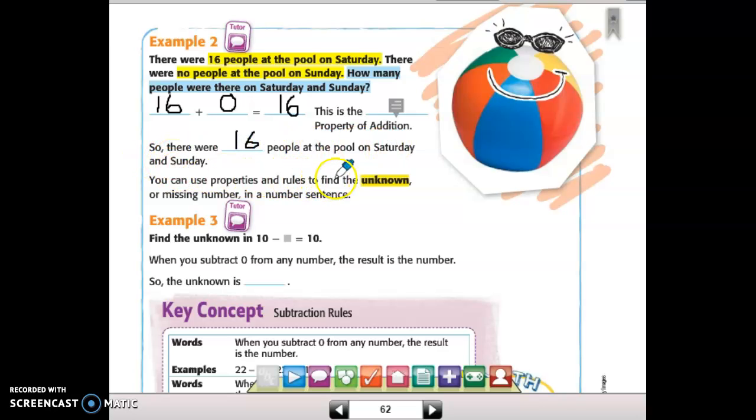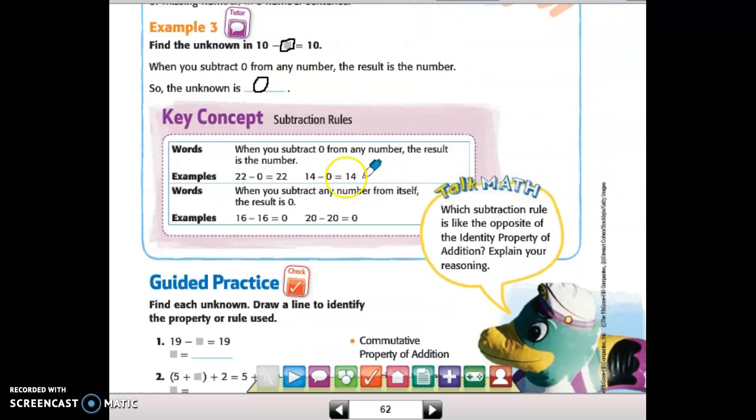You can use properties and rules to find the unknown or missing number in any number sentence. So for example, this one, where we don't know the missing number, but we can figure it out because we have the first and we have the answer. When you subtract 0 from any number, the result is the number. So in order for the answer to still be 10, we have to take away 0. That's the only way to have the answer be the same as the number we started with. When you subtract 0 from any number, the result is that number, just like the identity property.